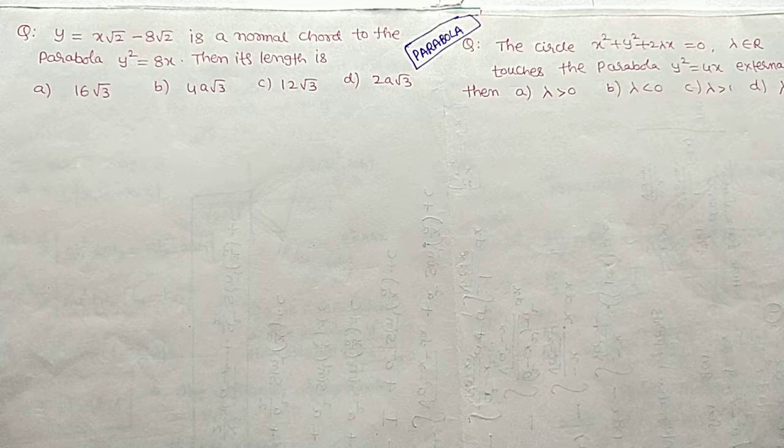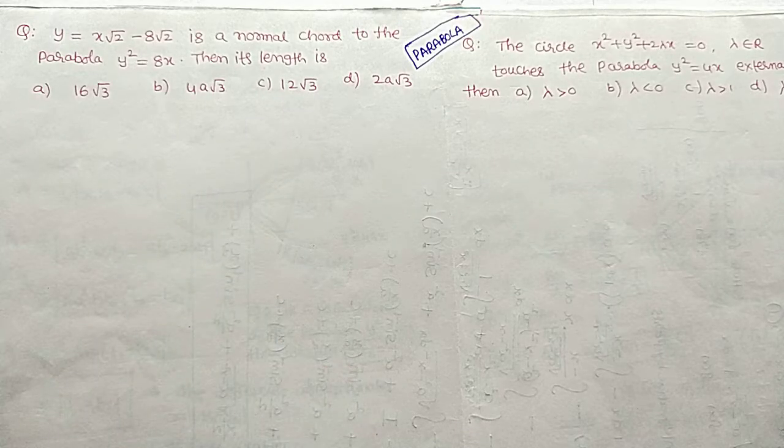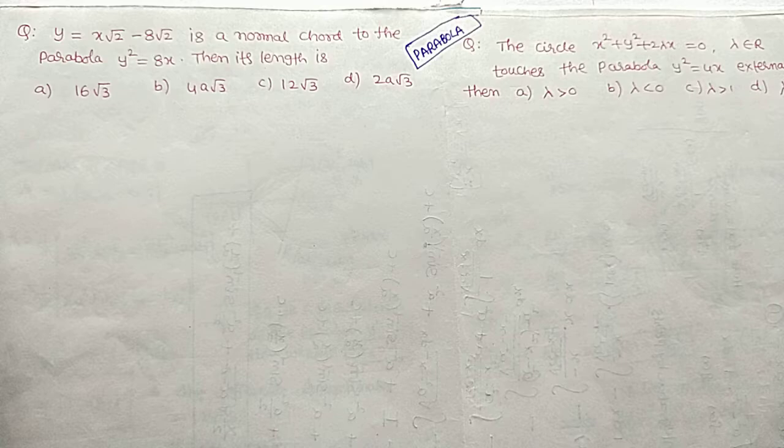The next question: y equal to x root 2 minus 8 root 2 is a normal chord to the parabola y square equal to 8x. Then its length is 16 root 3, 4a root 3, 12 root 3 or 2a root 3. So here also, like the previous problem, but that was the direct question. This is an indirect question, observe carefully. Here the given equation y is equal to x root 2 minus 8 root 2 is a normal chord.